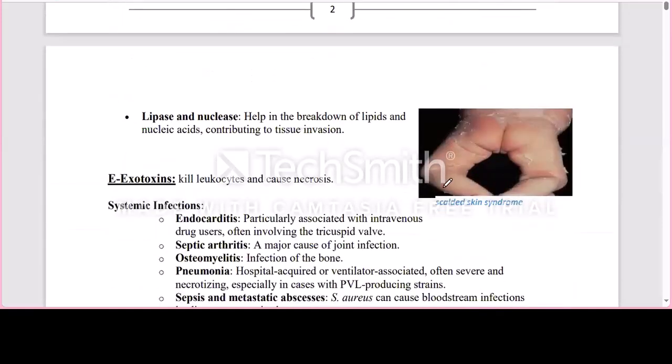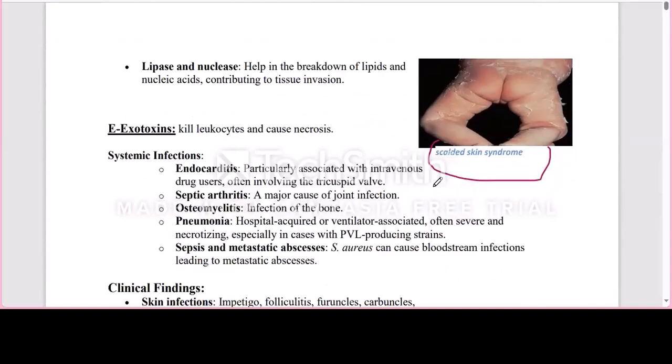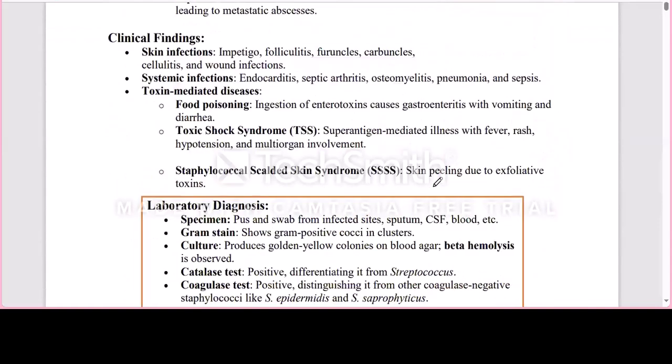Another thing given is the pictorial representation, like here it is representing scalded skin syndrome, which is caused by Staphylococcus aureus. Then the clinical findings are given. In clinical findings, the main points are highlighted. You can write these major headings in the exams as well.